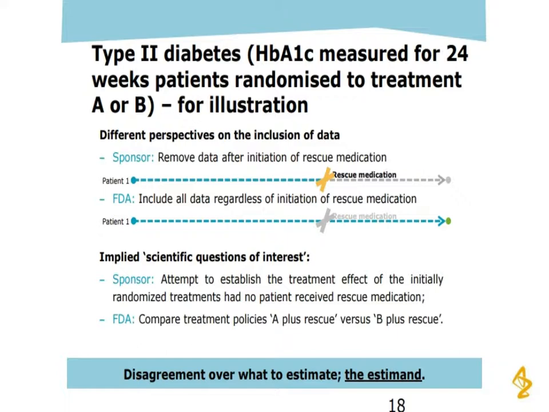So you'll see here a sponsor thought that this would be a good idea, that some patients obviously would have to have rescue medication at some point in the trial because they were inadequately controlled on their medication. Basically, their HbA1c levels were still up when they went to clinic, and the physician wasn't prepared to continue giving them that product, or they were happy to give them that product if they, in addition, took some rescue medication.